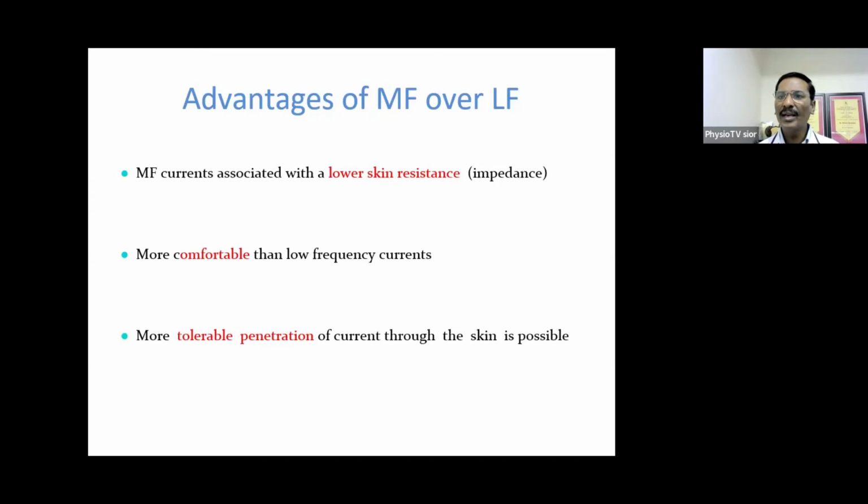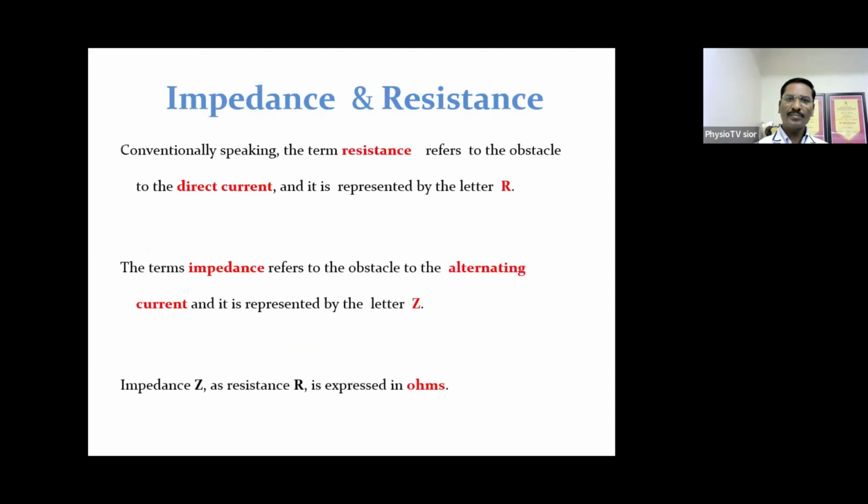We cannot tolerate a high intensity of low frequency current, but we can tolerate more intensity when we are using medium frequency currents. And finally, the tolerable penetration also increases because we can increase the intensity. We don't have the limitation of increasing the intensity. We can increase the intensity better than that of the low frequency current, like TENS.